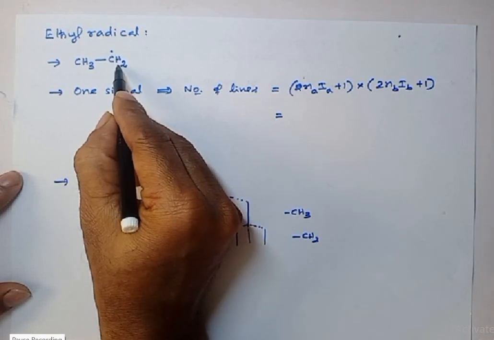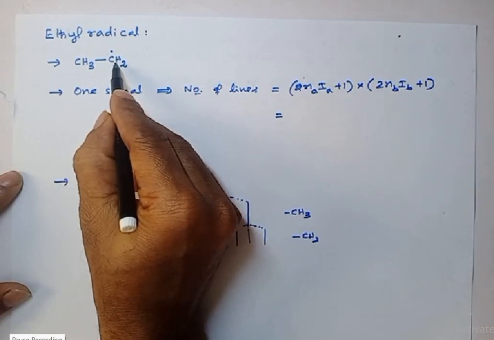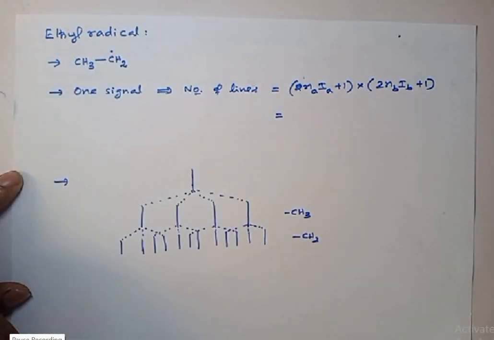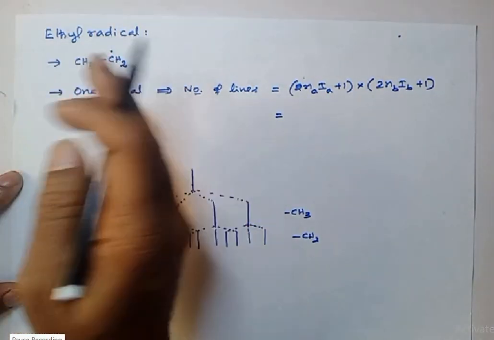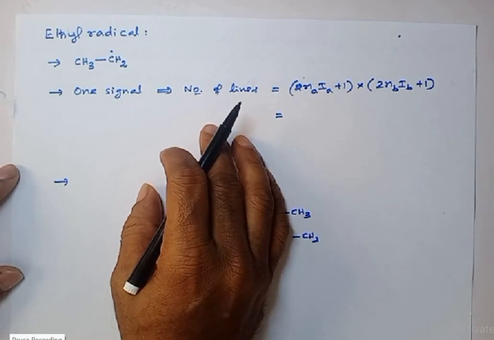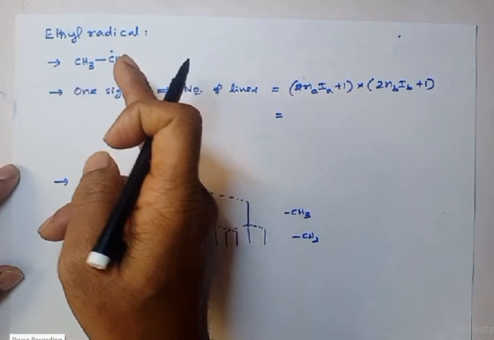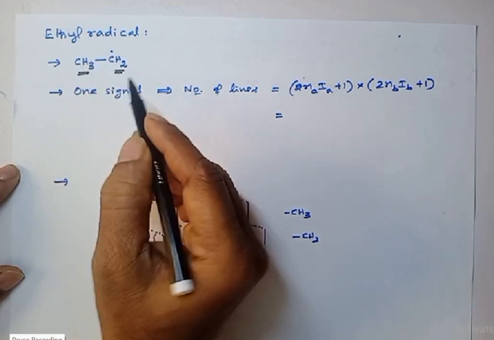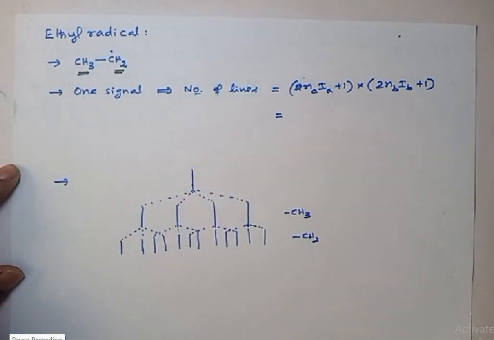So these 2 protons, that is CH2 protons, and the CH3 protons, are not equivalent. Whenever we have non-equivalent protons, the hyperfine interaction constant for CH2 protons and for CH3 protons are different. Okay, so now in this case what will happen?